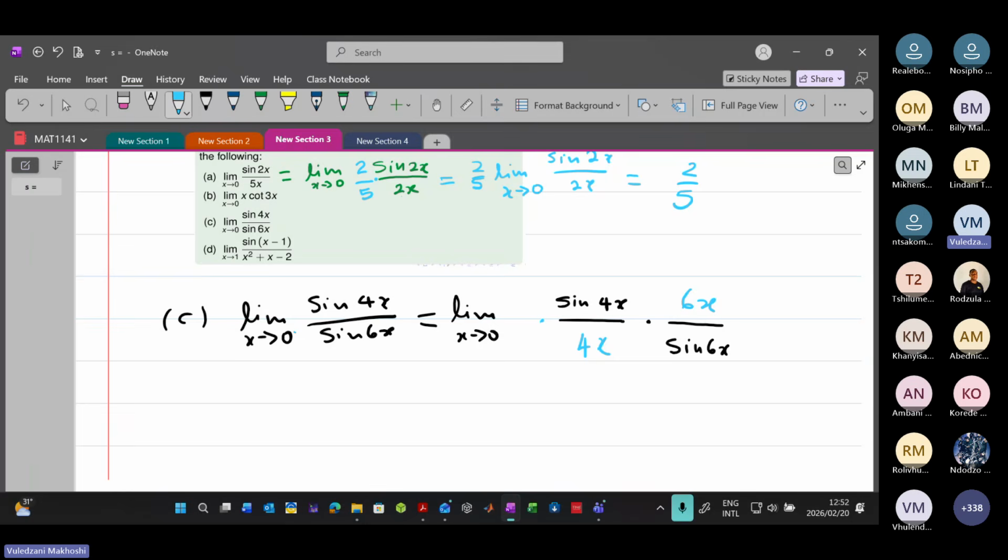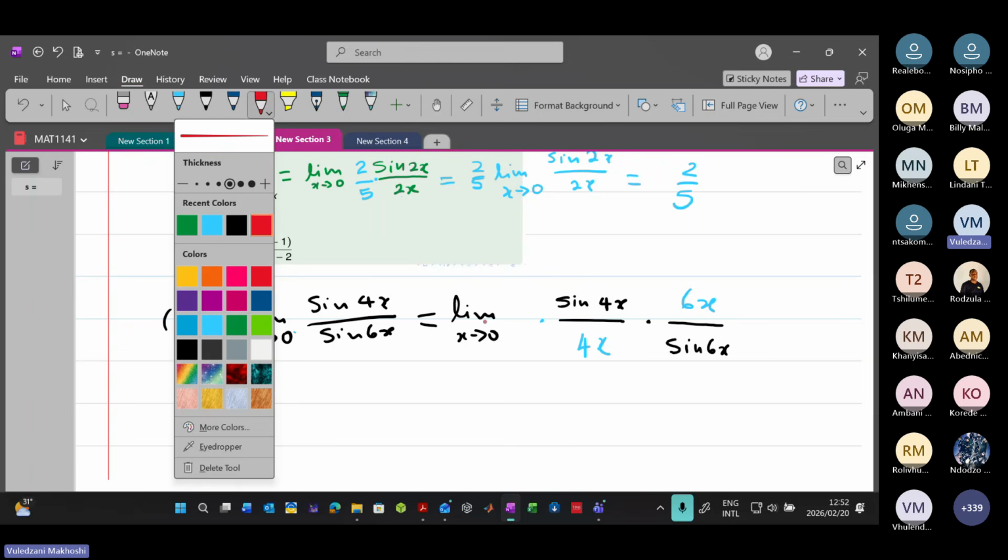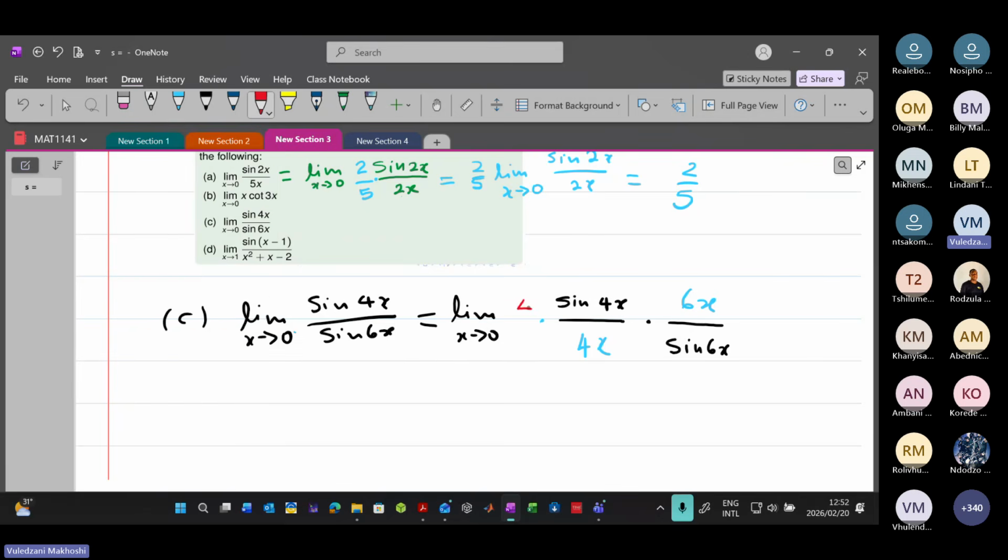Let me change the color and give it a red color. This one of ours, we introduced 6 and 4, which were not there originally. So we want a 4 over 6. So this will cancel with that, that will cancel with that, x will cancel with x, and we are back here.